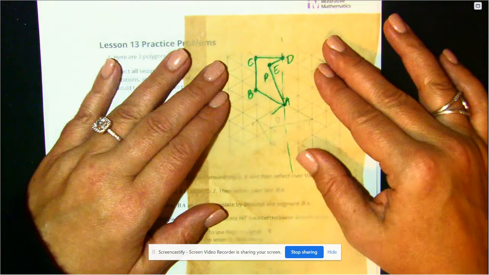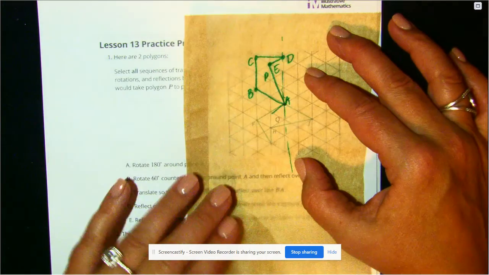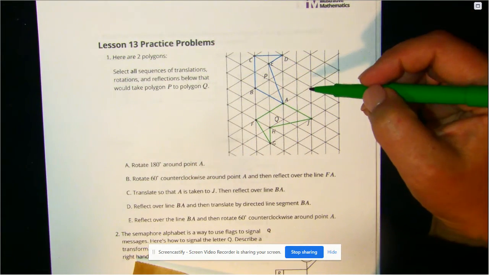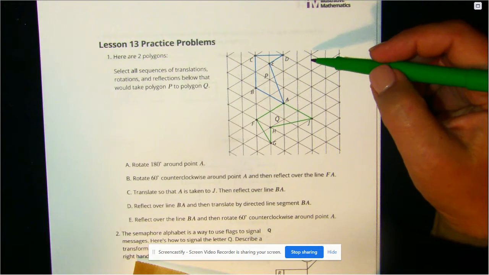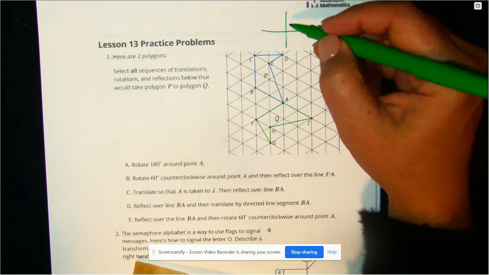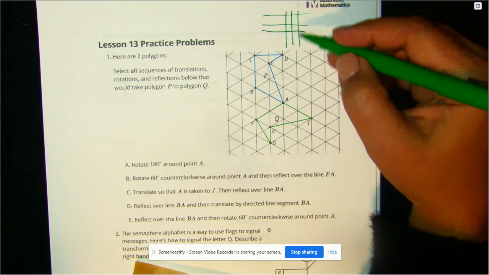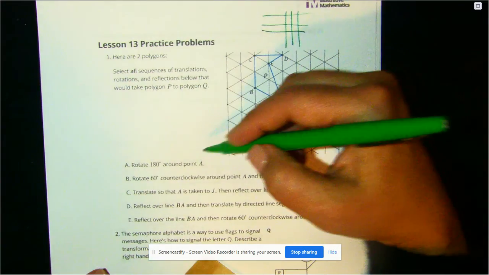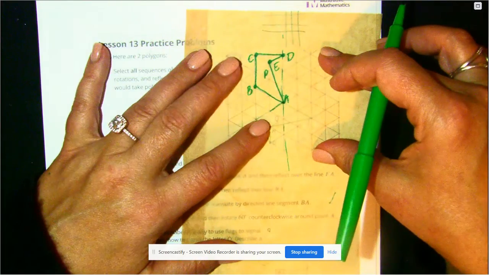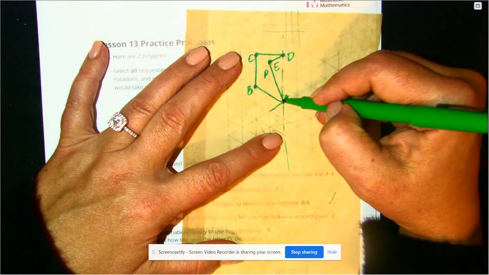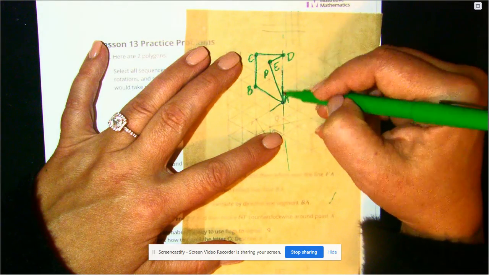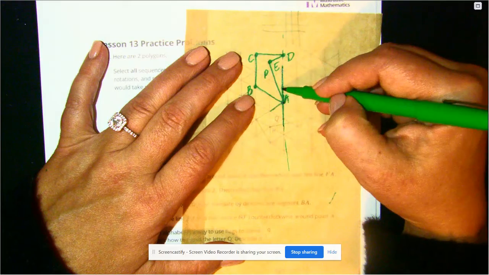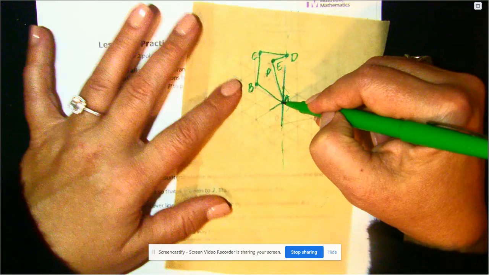So I got some tracing paper here, and the first one says, rotate 180 around point A. We're on this triangular paper instead of your normal grid paper, right? On this paper, each of these angles is 60, so 180 would be 3 triangles worth. So I kind of extend it, right? Here's A. So 180 would be, if I extend this, that's got to land 1, 2, 3 triangles over here. So I'm going to turn this.